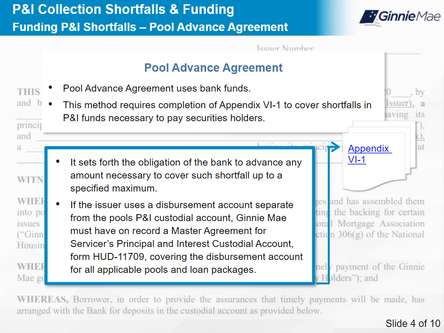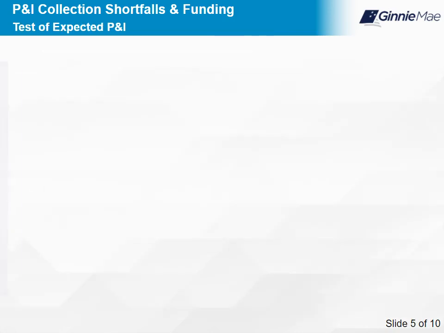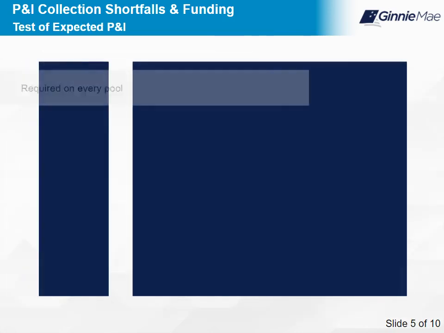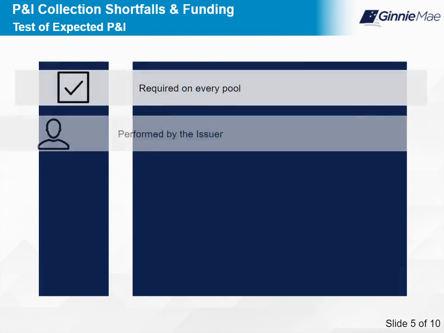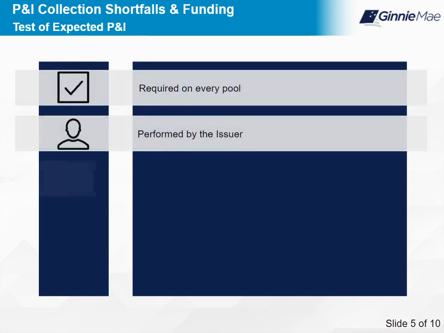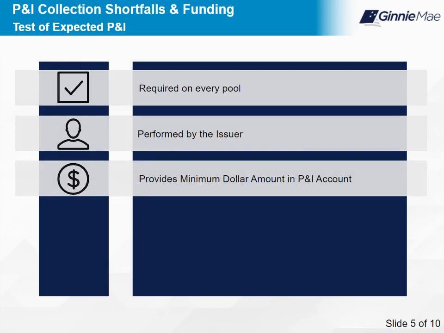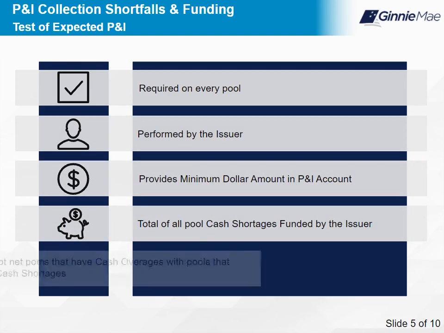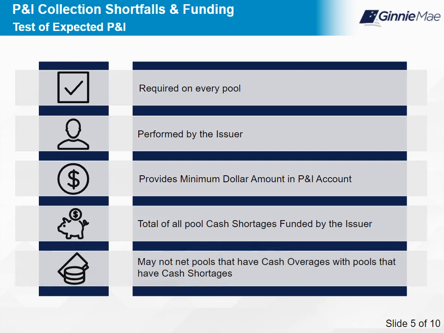Select Next to continue. Turn your attention now to the Test of Expected P&I. It is required on every pool and performed by the issuer. It provides the minimum dollar amount in the P&I account. It represents the total of all pool cash shortages funded by the issuer. Note, you may not net pools that have cash overages with pools that have cash shortages.